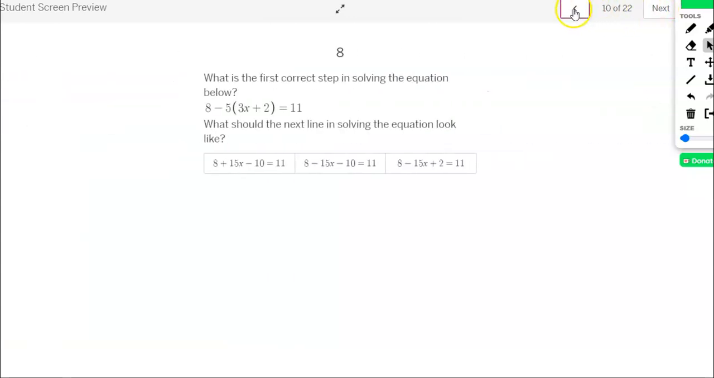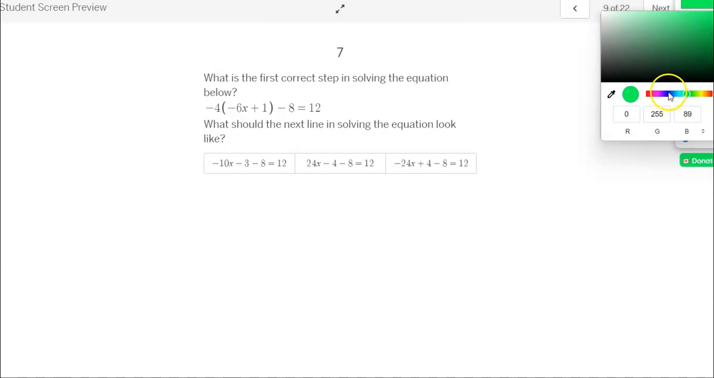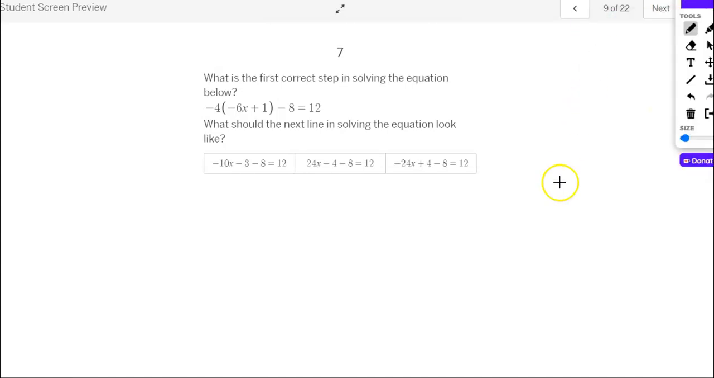Numbers 9 and 10, very similar. They ask what is the first correct step in solving the equation, and then what would the next line look like. This is not a sketch it, but you can use paper, or you might be able to do this in your head. So let's see, I'm going to use my page marker and do my distributive property here, because the first step is distributive property. I need to get rid of the parentheses. -4 times -6 is 24x.